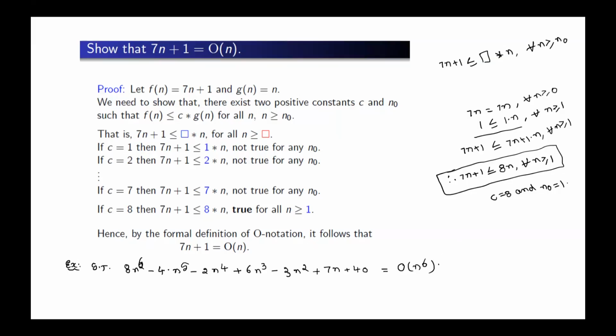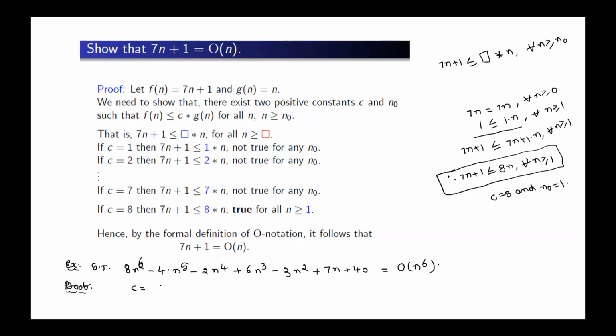Is there any doubt in this example? 7n plus 1 is big O of n. Is there any doubt? No doubt, sir. Okay. This example, you please tell me. What is C and what is n naught?